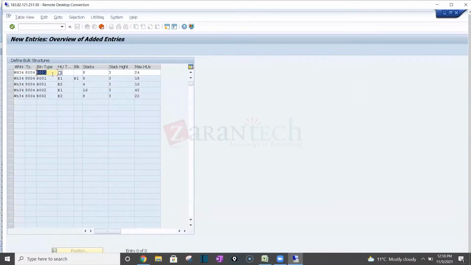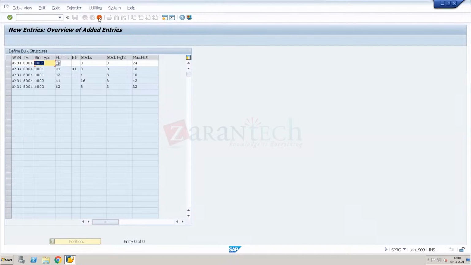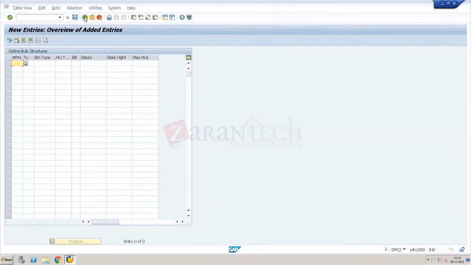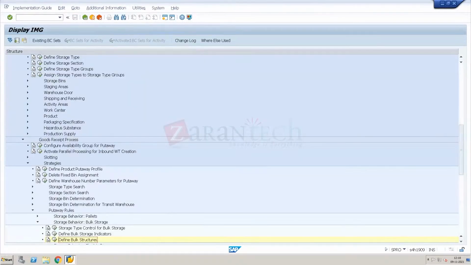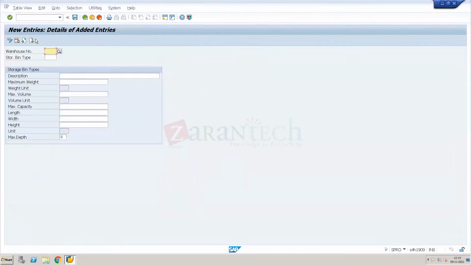Done. Oh, we haven't created bins of type B001 and B002. Let us create those bin types and come again. Good point. We have created bin types of low level and high level bins for our high bay storage, for our 8001 storage, but we didn't create them here. So let me create them quickly.